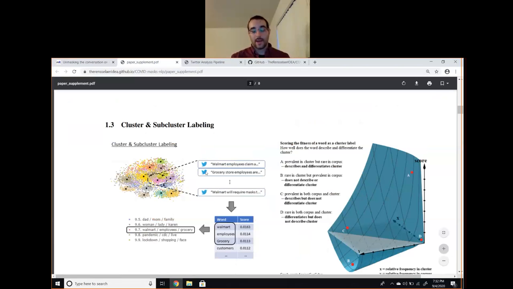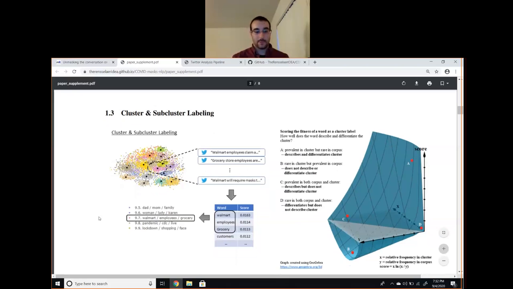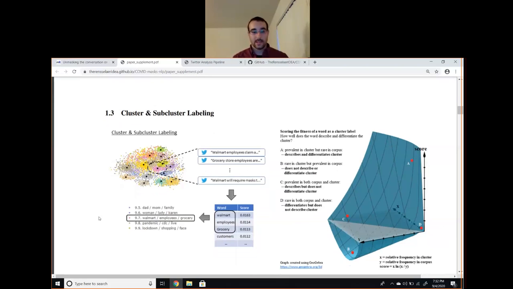We came up with a mathematical model for each topic and theme cluster to rank how well words in the tweets in those clusters describe and differentiate them, to try to get an understanding for what the cluster and subcluster are referring to. What is going on inside of this theme and topic. So we call this our labeling model.